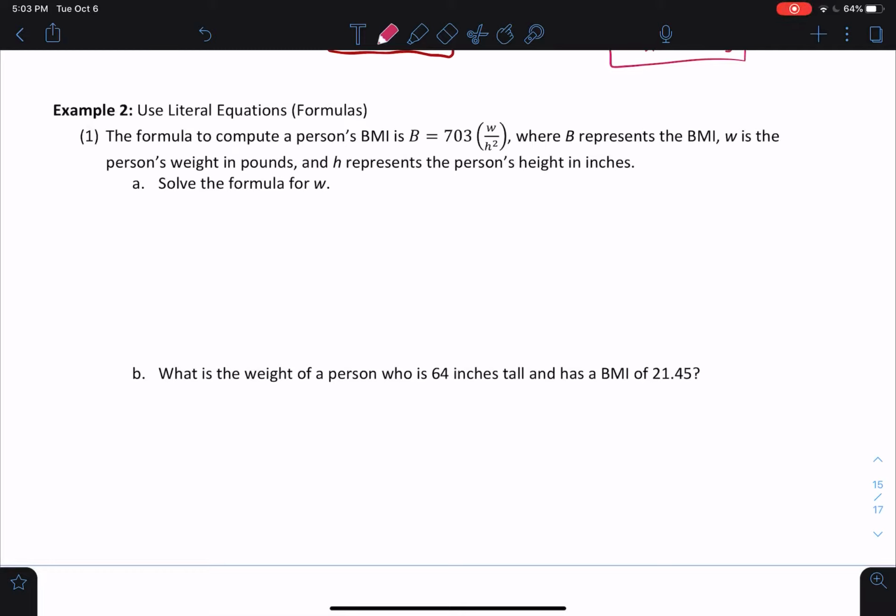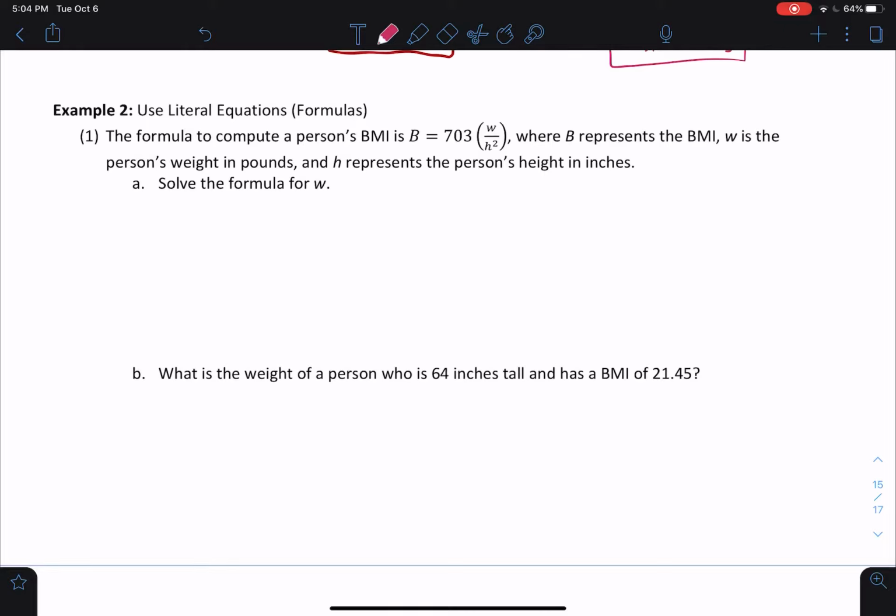Let's now talk about some word problems with literal equations. The formula to compute a person's BMI, which is body mass index, is B equals 703 times W divided by H squared. B represents the BMI, W represents the person's weight, H represents the person's height. Solve this equation for W.